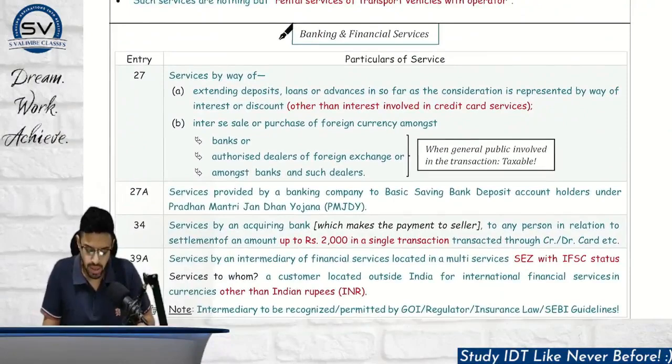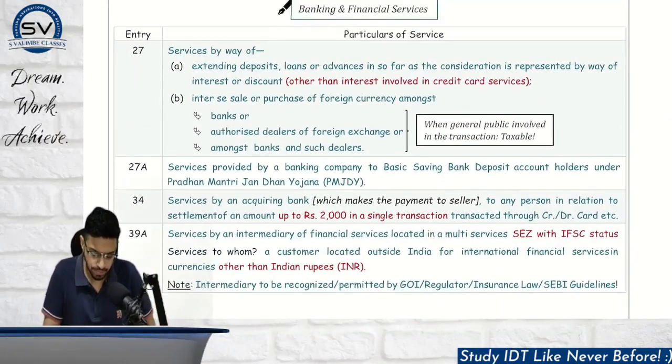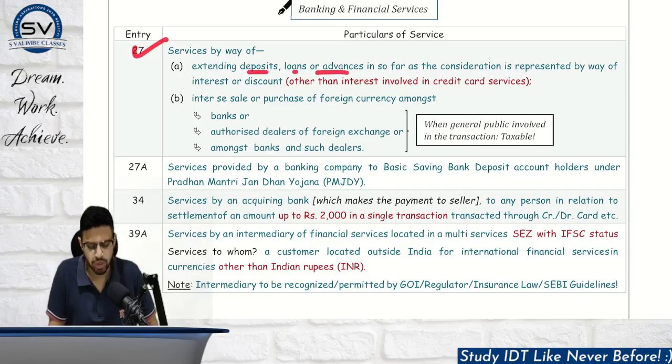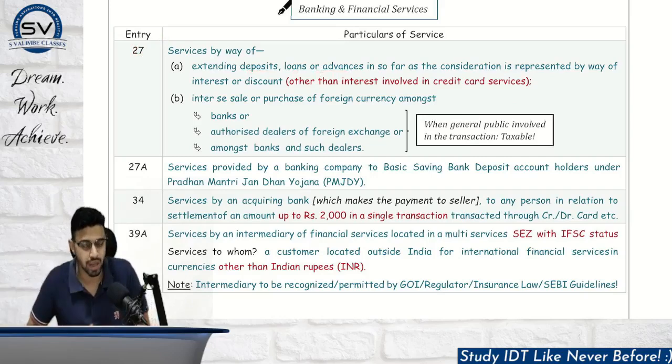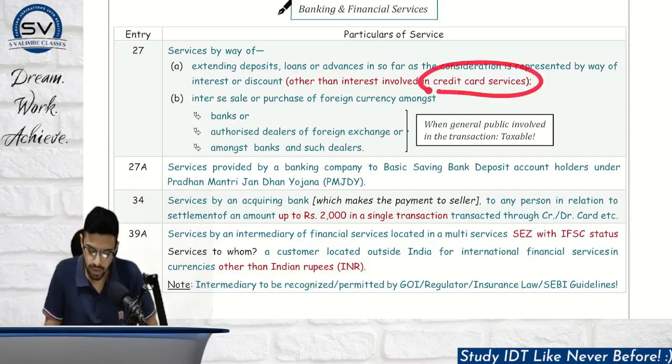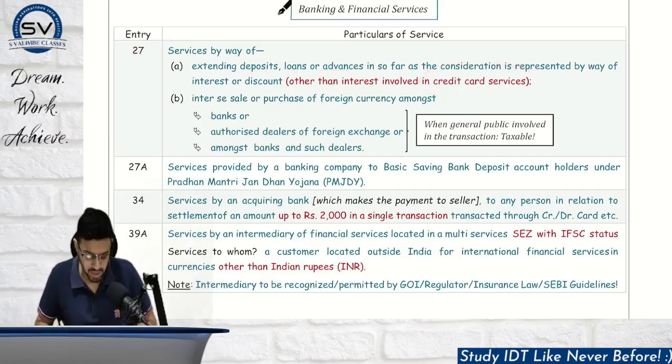Okay, now certain other banking financial, not very important. Some points are to be noted. Let's see. Services by way of extending deposit, loans, advances. You are giving loans, you are earning interest, or you are earning some kind of a discount. So that is exempt, except credit card. Credit card interest is always taxable.